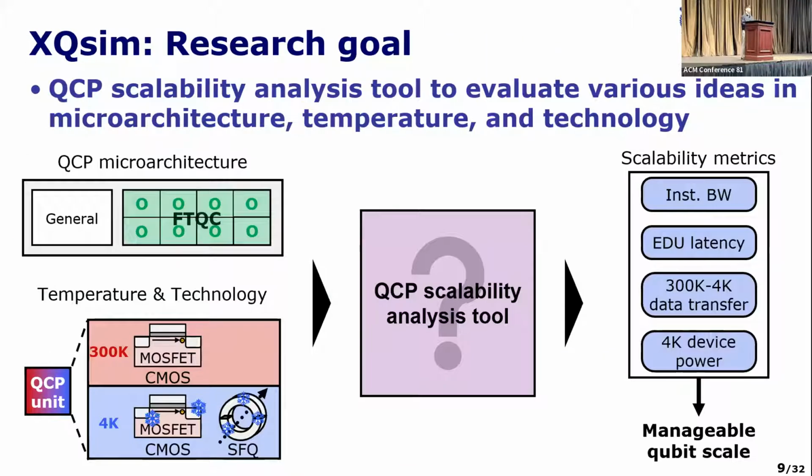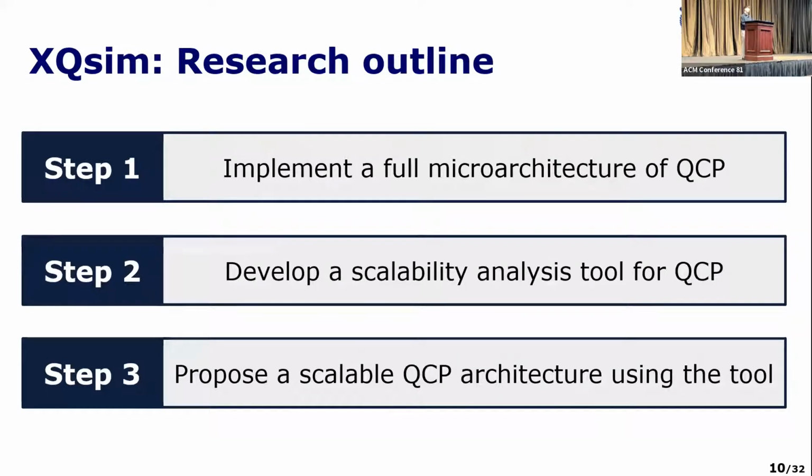So our major research goal is to develop a scalability analysis tool for quantum control processor. First, the tool should support all the possible microarchitecture, operating temperature, and device technologies. Next, as its output, the tool should derive all the scalability metrics and the manageable qubit scale of the target control processor. With this goal, our research proceeds in 3 steps. First, we implement a full microarchitecture for quantum control processors. Second, on top of the microarchitecture, we develop a scalability analysis tool. Finally, by using the tool, we propose a scalable quantum control processor architecture.